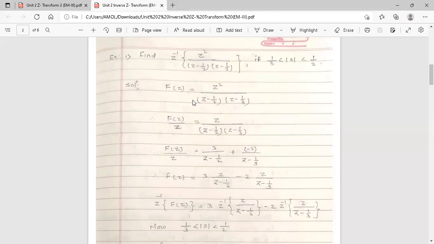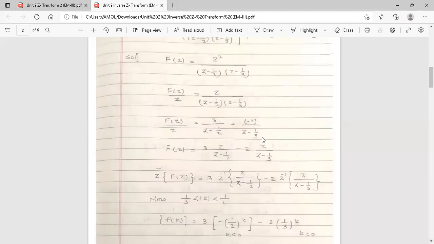We perform the partial fraction method for f of z upon z and not for f of z. So you divide both sides by z, so that we have the term f of z upon z equals. Now in the RHS term, z square upon z, so one z gets cancelled, and in the numerator only one z is there. So the term in the RHS is z upon (z minus 1/2) into (z minus 1/3). This is the f of z upon z term.